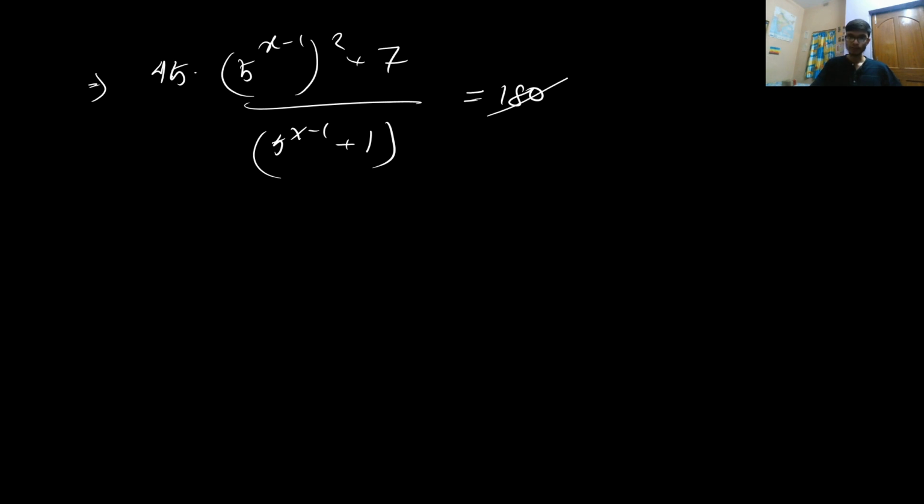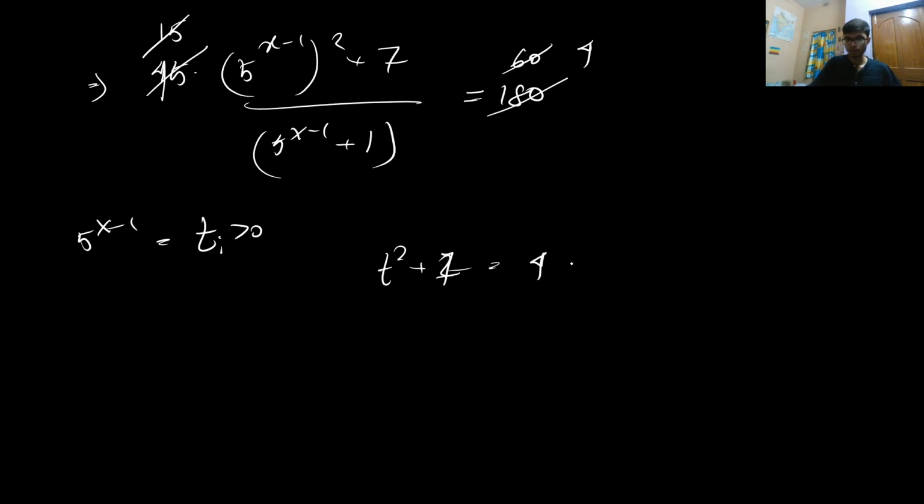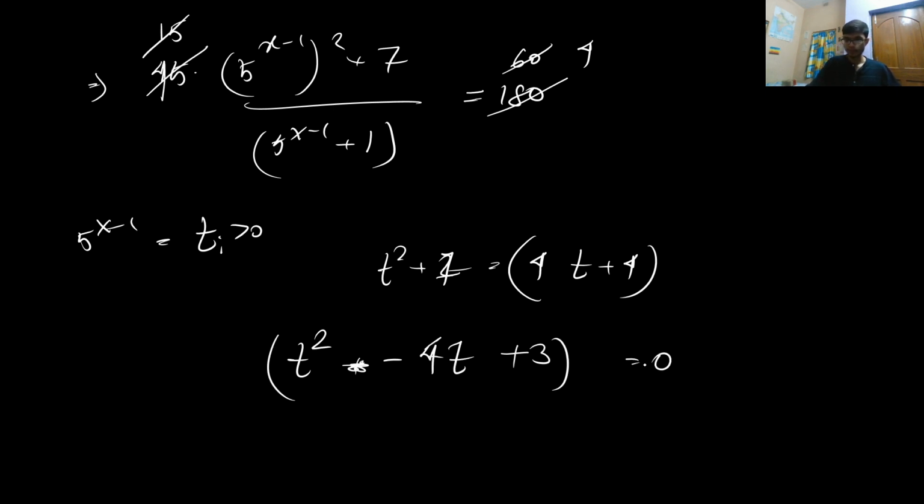And if you cancel by 3, this is equal to 60, and this is equal to 15, and this cancels with 15, this is equal to 4. So from here, if I assume 5 to the power x minus 1 as t, where t is a positive number, then this particular value will be equal to t square plus 7. T square plus 7 is equal to 4t plus 4. Okay, so from here you get a quadratic equation, that is t square minus 4t plus 3 is equal to 0.